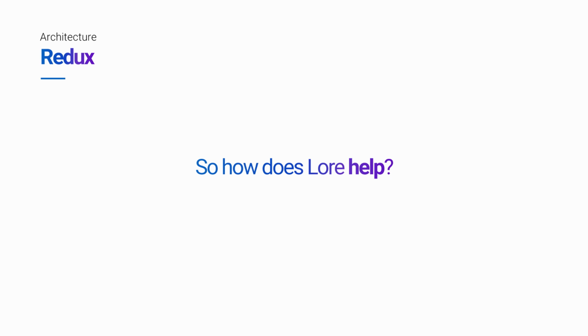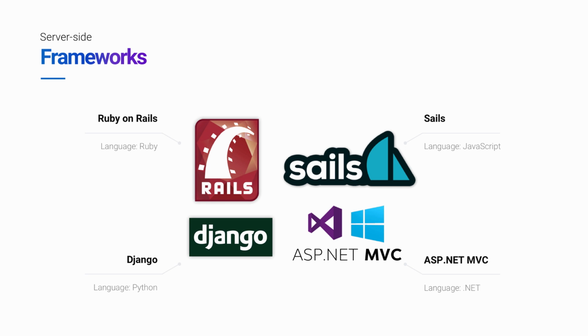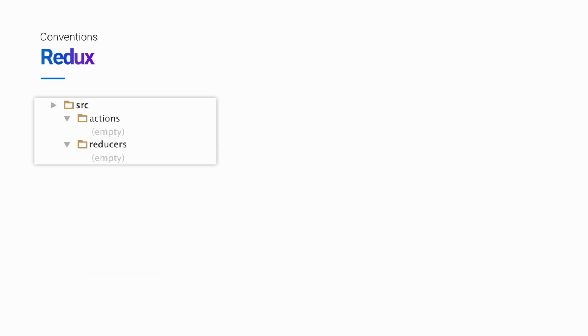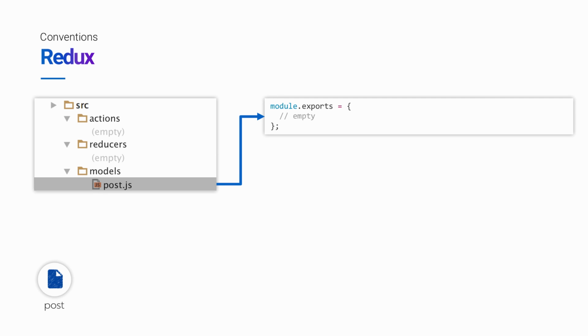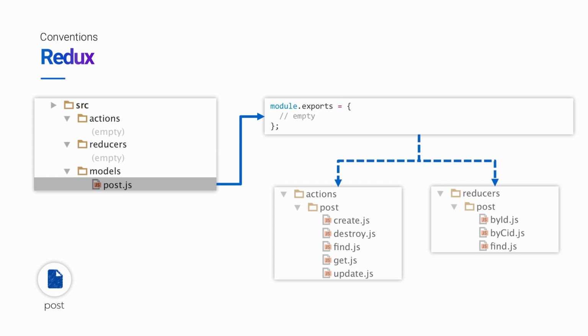So how does Lore help? What Lore does is it takes a concept that's been very successful in server-side frameworks called convention over configuration. And it looks like this. So let's say you want to interact with an endpoint that has a set of posts. In Lore, you don't create any actions or reducers to start with. You just create a model called a post. And this model starts off as empty, but it implies a lot of functionality.